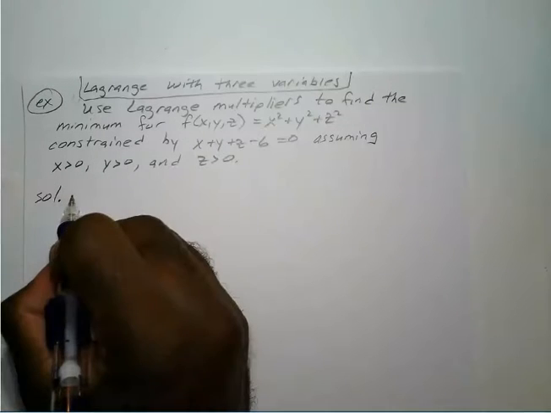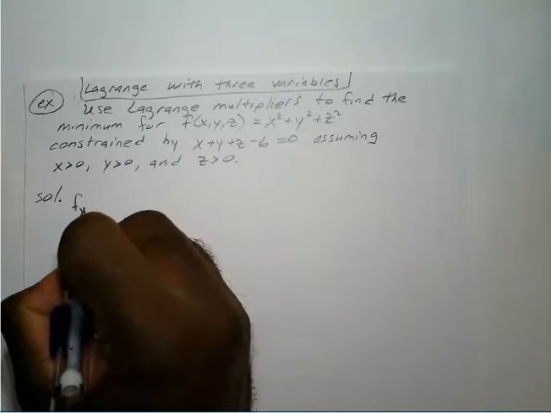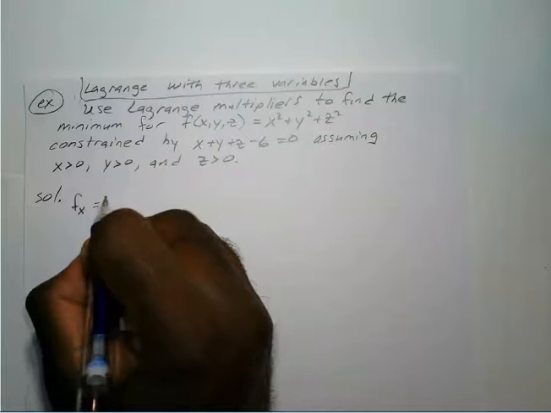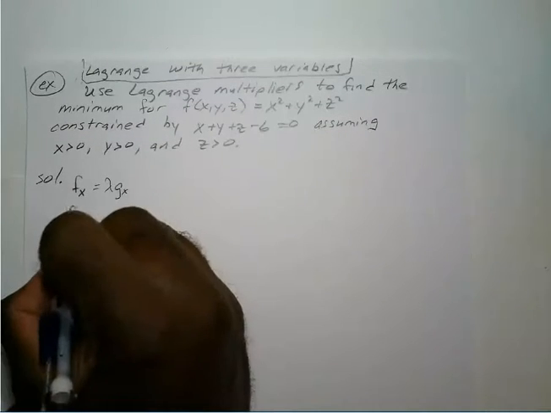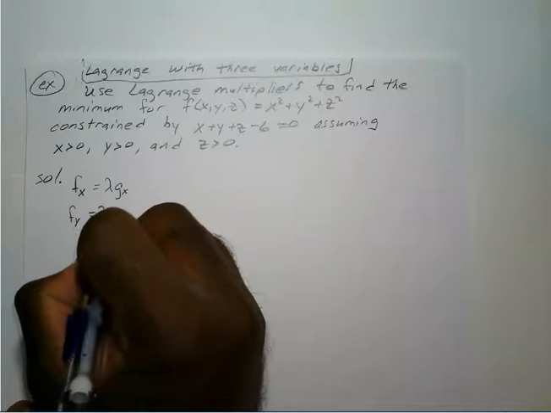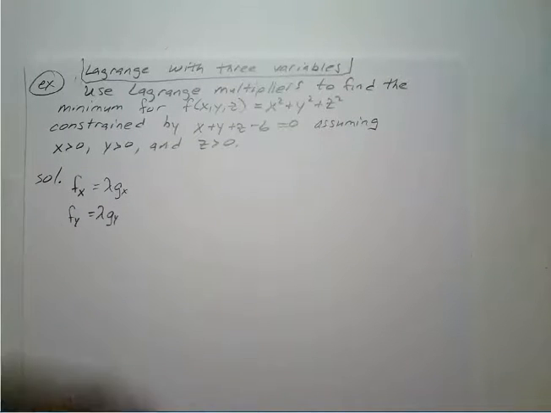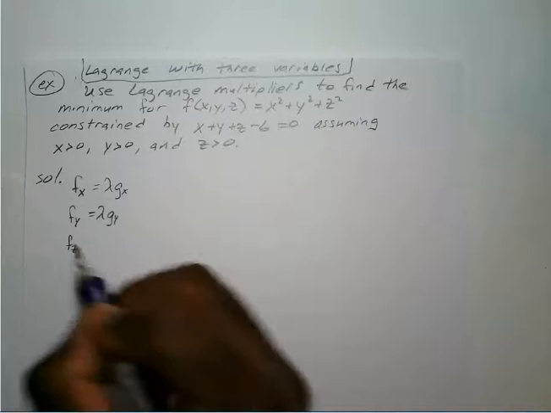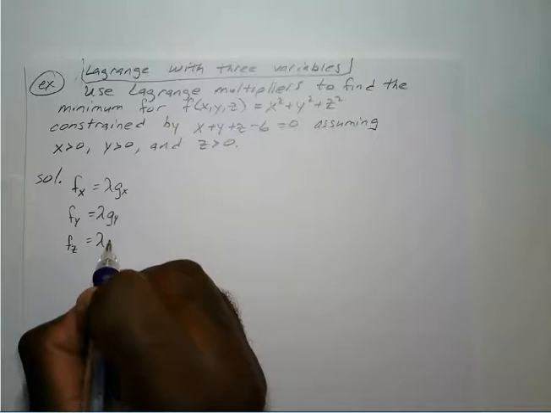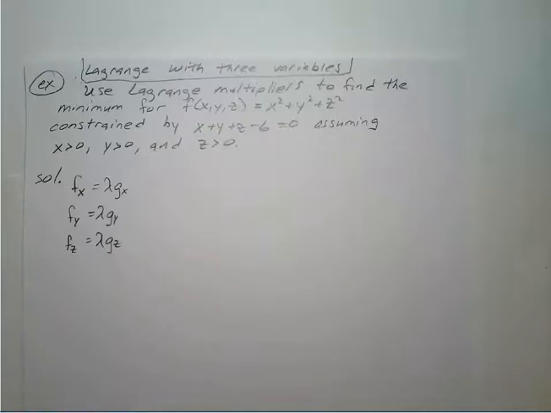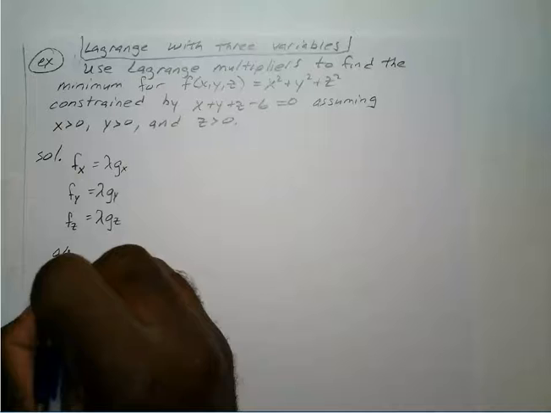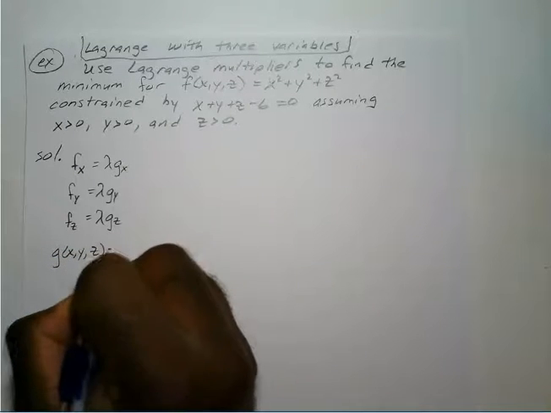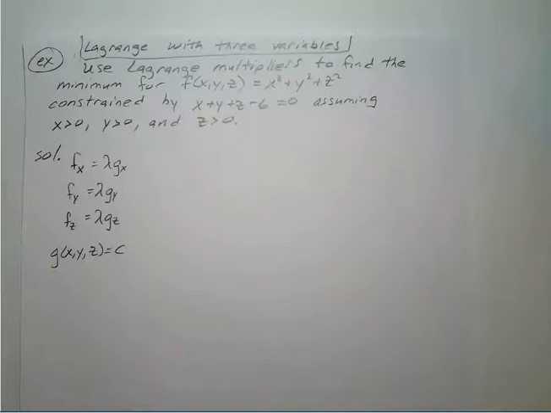So now, just like before, we have our partial of f with respect to x equal lambda times our partial of g with respect to x. We have partial of f with respect to y is equal to lambda times our partial of g with respect to y. Also, adding in our partial of f with respect to z is equal to lambda times our partial of g with respect to z. And we also have our constraint, which is g of x, y, z equals c. Okay, so it starts off pretty much the same way.